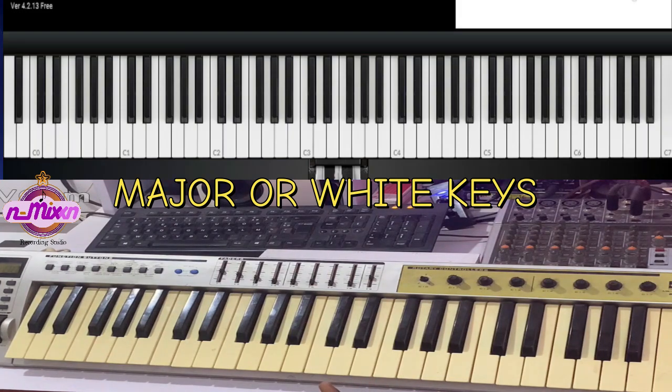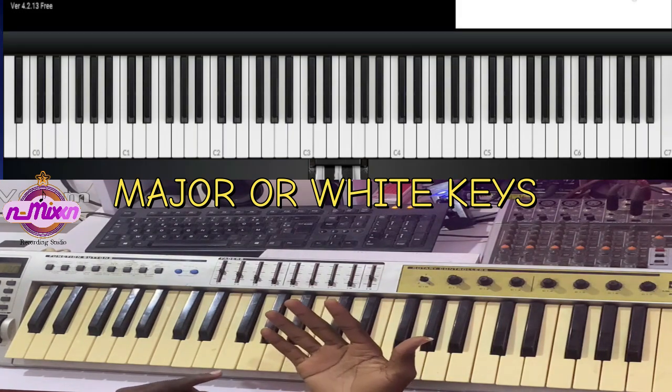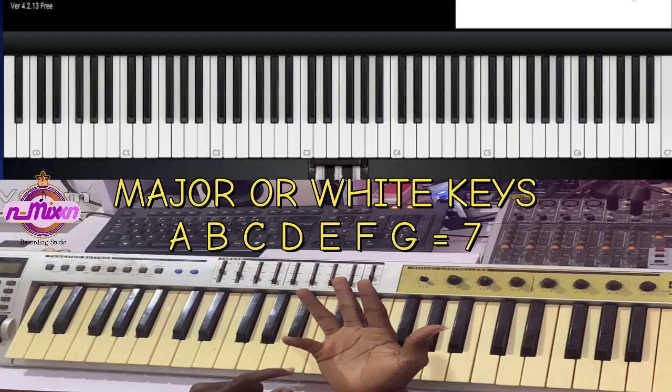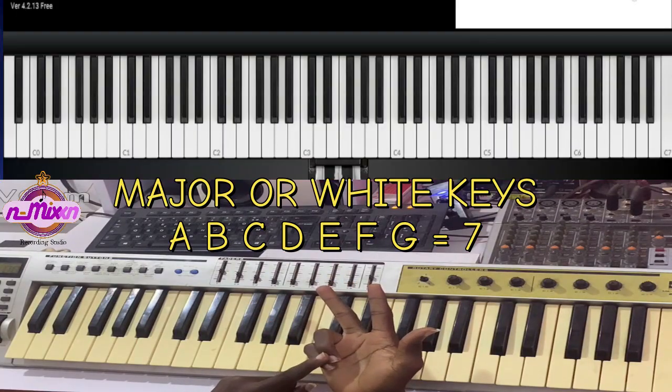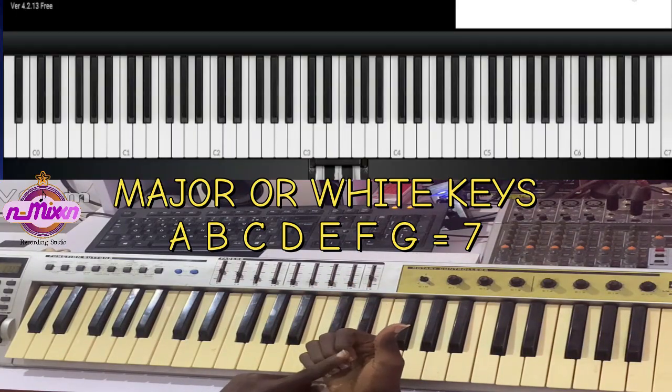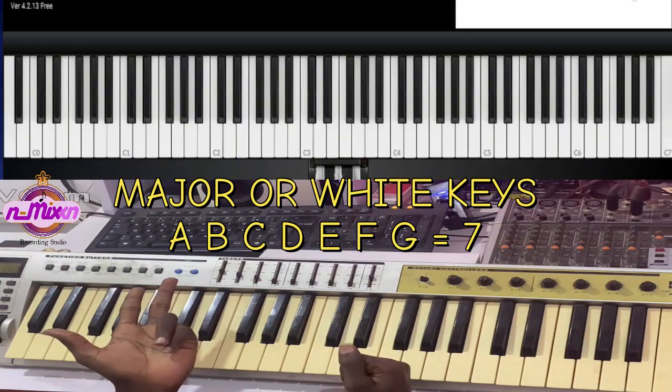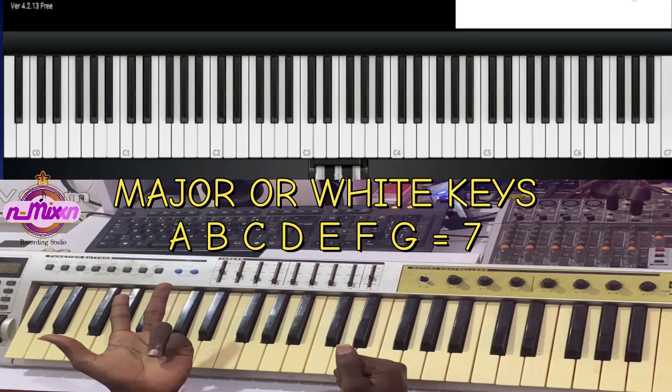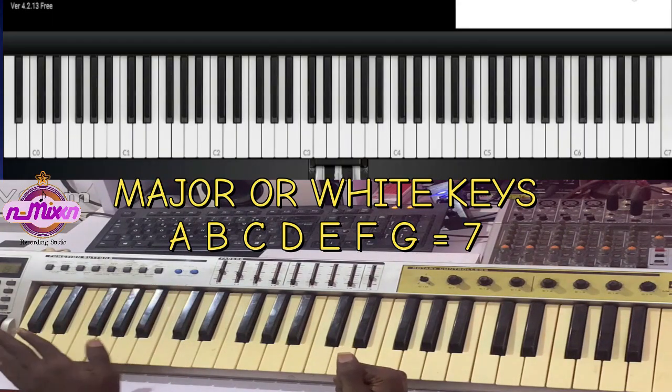C. Let me use my fingers so that I see my fingers. Okay, A, B, C, D, E, F, and then G. So I'm talking about what? 7 keys or 7 white keys. That's the major keys. These ones.